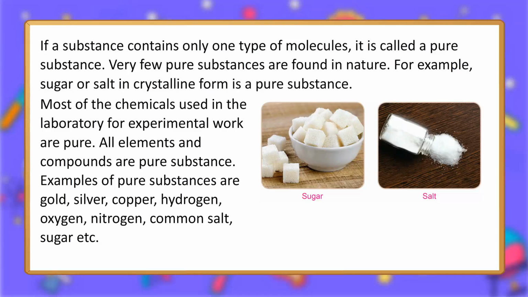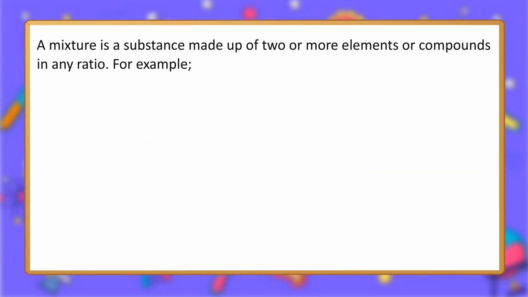Most of the chemicals used in the laboratory for experimental work are pure. All elements and compounds are pure substances. Examples of pure substances are gold, silver, copper, hydrogen, oxygen, nitrogen, common salt, sugar etc. Mixture: a mixture is a substance made up of two or more elements or compounds in any ratio.